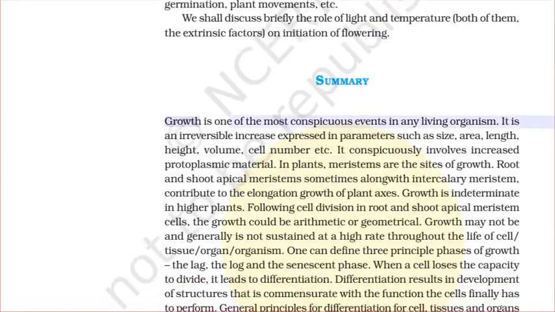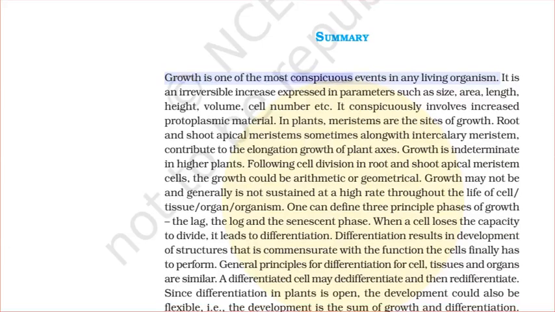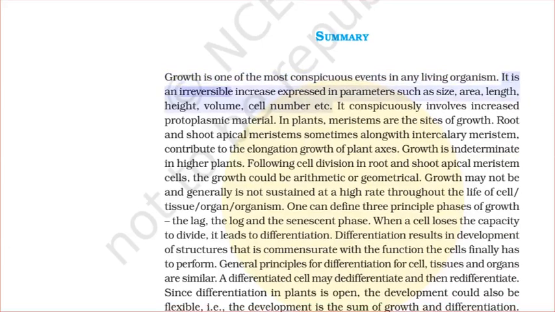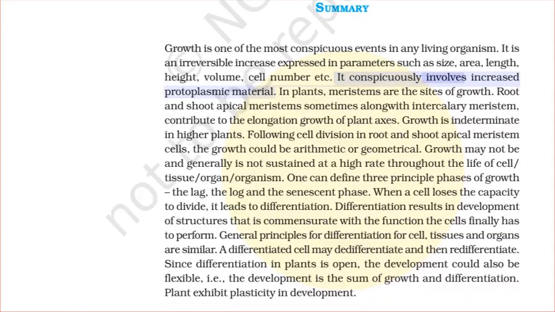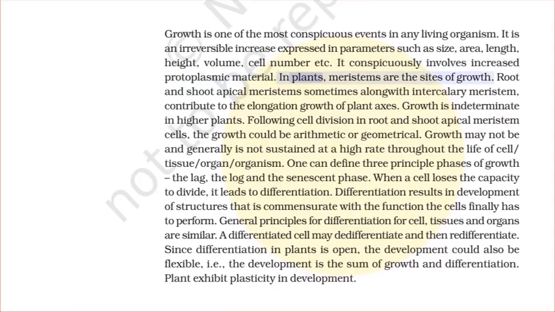Summary: growth is one of the most conspicuous events in any living organism. It is an irreversible increase expressed in parameters such as size, area, length, height, volume, cell number, etc. It conspicuously involves increased protoplasmic material. In plants, meristems are the sites of growth. Root and shoot apical meristem, sometimes along with intercalary meristem, contribute to the elongation growth of plant axis.